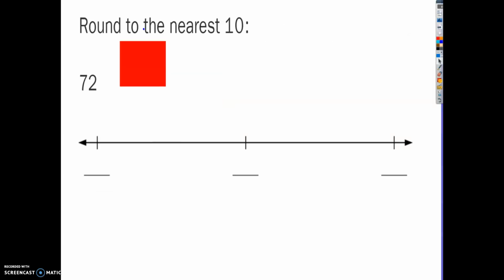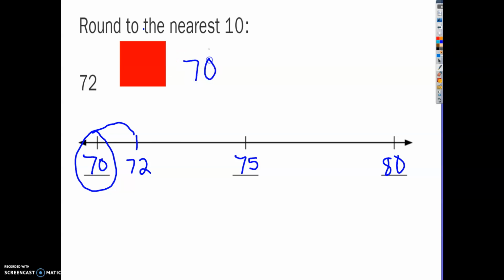Let's go ahead and round 72 to the nearest 10. So again, I have to think about what two 10 numbers 72 is between, and it is between 70 and 80. And what number is in between 70 and 80? It's 75. Then where on the number line would I put 72? About right here. And it's letting me know that 72, if I was going to round it to the nearest 10, I would round it to 70 because 72 is closer to 70 on the number line.